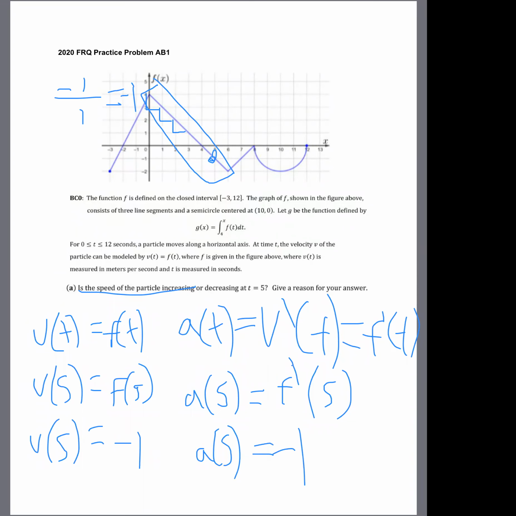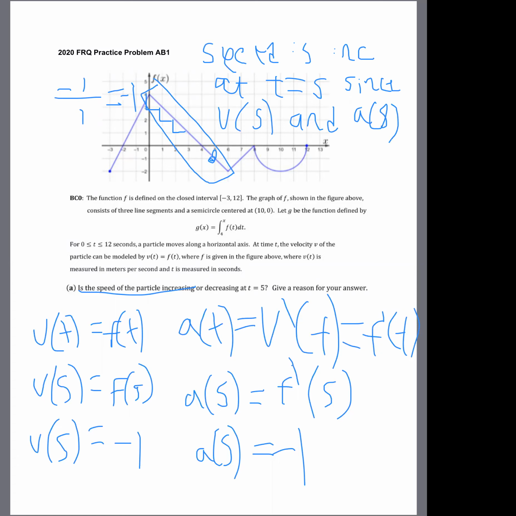And this goes to show that even though the two have negative signs, the speed must be increasing because, as I said, they have the same sign. So all you would have to say is the speed is increasing at t is equal to 5 since v of 5 and a of 5 have the same sign.